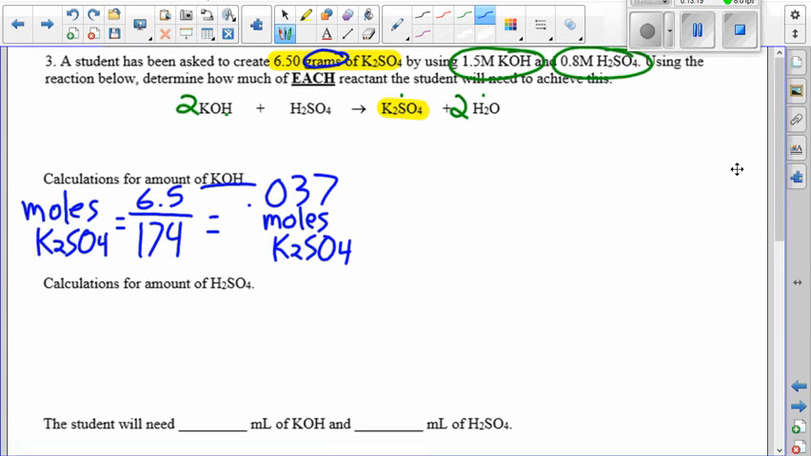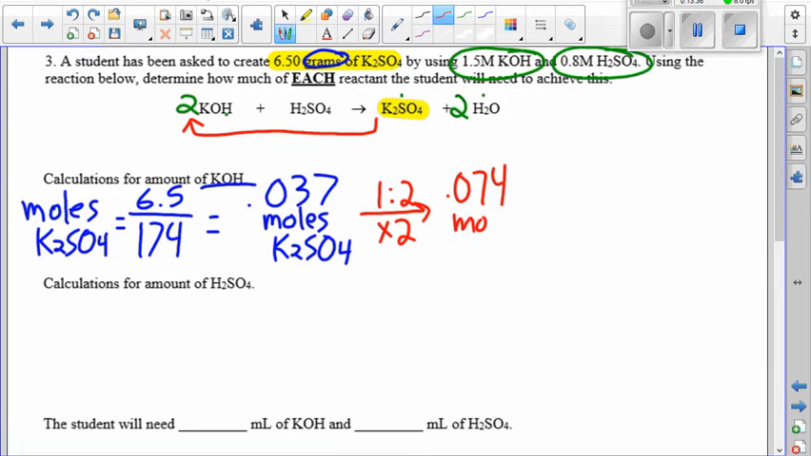Now, if I want to figure out how much KOH I need, so I'm going from K2SO4 to KOH, that is a 1 to 2 ratio. So I'm going to have to multiply it by 2. So I have 0.074 moles of KOH needed.